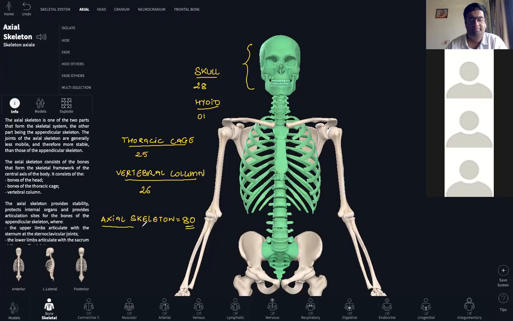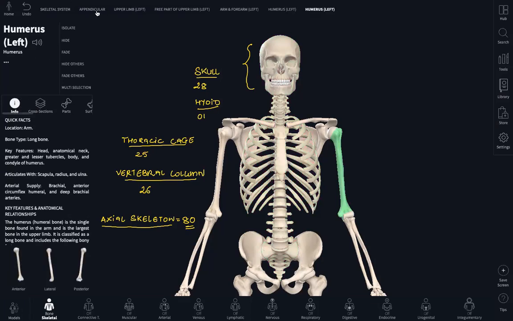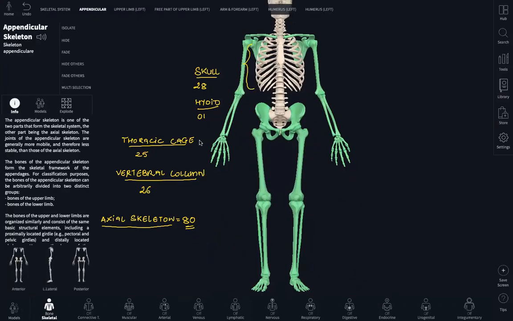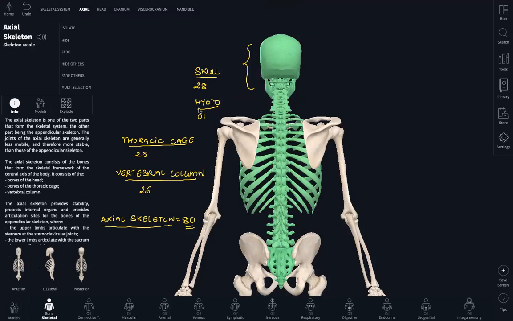Are you all understanding this? Yes, sir. Okay. Now on the other side, I'll just change one minute. Appendicular skeleton, if I select it. Wait, I'll clear. Before I clear out my annotations, I want you guys to just write this down. You can just give the heading, human skeleton.